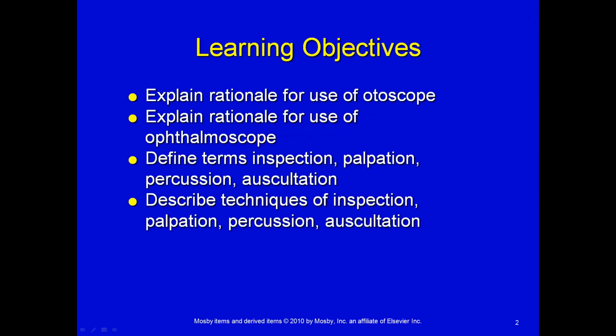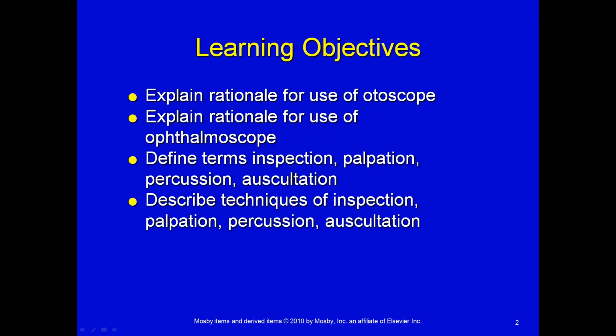And if you want to look up Korotkoff sounds, Google that. You'll get an explanation of what those sounds are. We essentially use only 3 of the 5, but there technically are 5 sounds that can be heard.